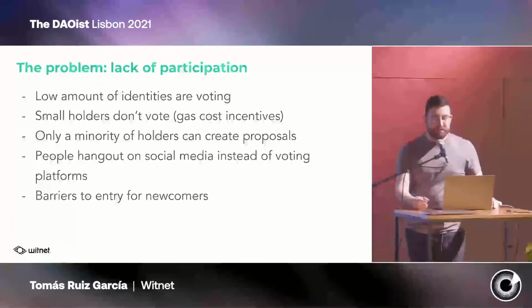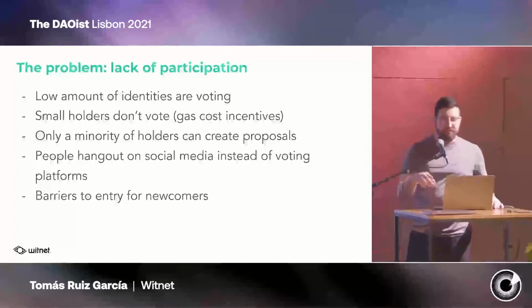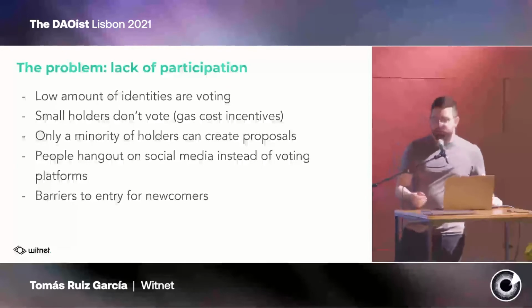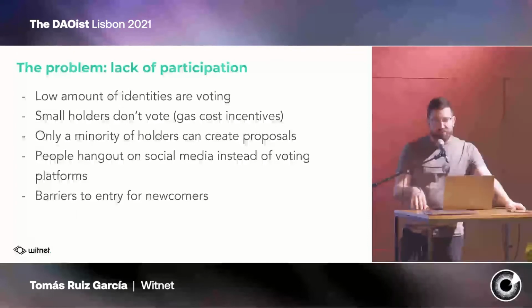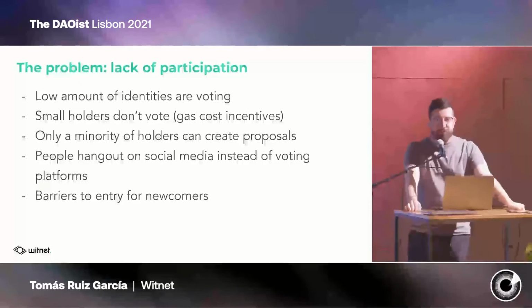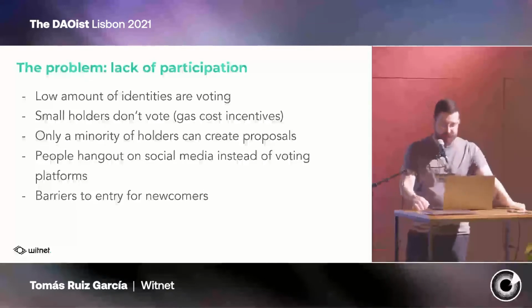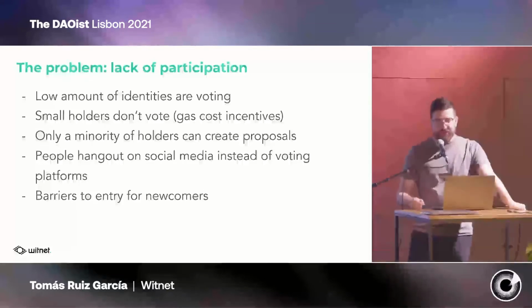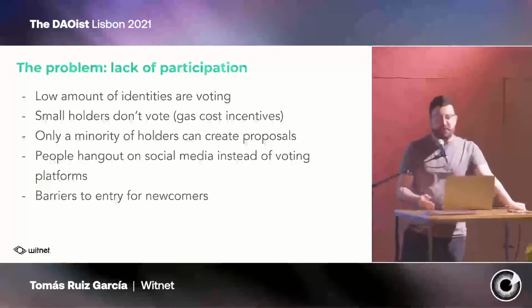I know that there are small identities that are delegating their vote to bigger ones, but still it is a really small amount. Also, the small holders are not incentivized to vote in terms of gas costs. And also, if only a small amount of token holders are voting, an even smaller amount of users are creating proposals or participating actively in the DAOs. So all of this for newcomers is a nightmare. They have a lot of barriers to entry, and we are not making things easier for them.